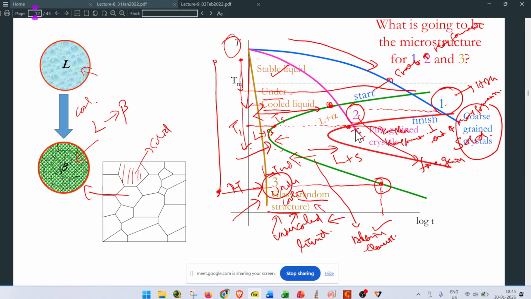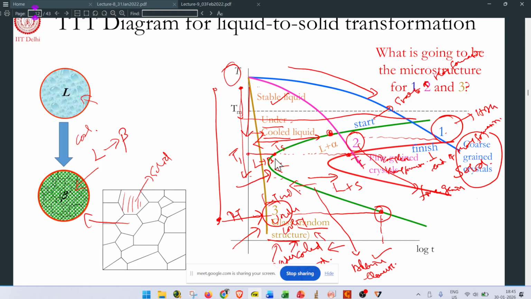So here is the TTT diagram. We always see that this is a C-kind of diagram. Here the transformation will start. The first curve represents the start of transformation, and the red C is where the transformation reaches 99 percentage, that is, 99 percentage of one phase has formed into the other phase. In between it is liquid plus alpha phase. Here the x-axis is time and the y-axis is temperature.